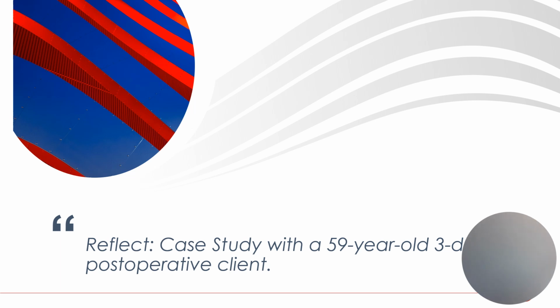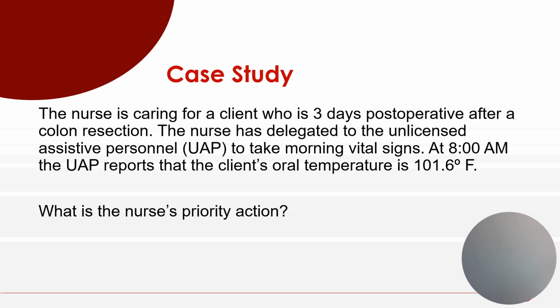So let's look at a case study with a 59-year-old 3-day postoperative client. This will help us link the concepts and exemplars that we've been looking at. So we have a nurse caring for a client who's 3 days postoperative after a colon resection. The nurse has delegated to the unlicensed assistive personnel to take morning vital signs. At 8 a.m., the UAP reports that the client's oral temp is 101.6. What is the priority action?